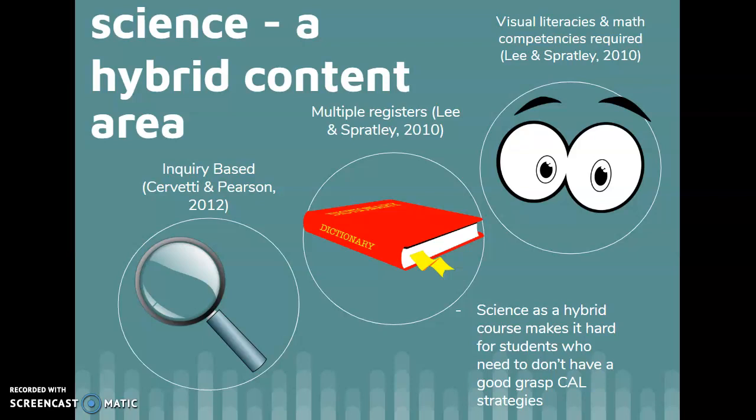And lastly, one of the more interesting ones to me is that science has multiple registers, and Lee and Spratley put it this way: each field within science has its own syntax. So if you go to a botany class, you'll run into different terms than in a biology class, a chemistry class, or even a psychology class. This makes it hard for students who don't have a good grasp of any content area literacy skills to grasp what the teacher is teaching, and it makes it hard for teachers as well, because you're going to have a field full of students with different levels of literacy.